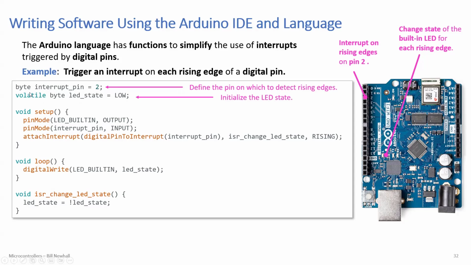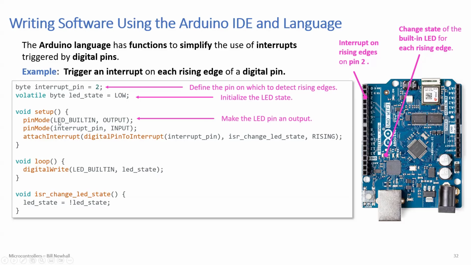See this volatile keyword here? What that does is it tells the compiler, hey, this variable LED state might change unexpectedly. So don't count on it staying the same if the program doesn't change it. It might be something in the microcontroller like an interrupt that changes it. Okay, so we run the setup code. This is the one-time run code.